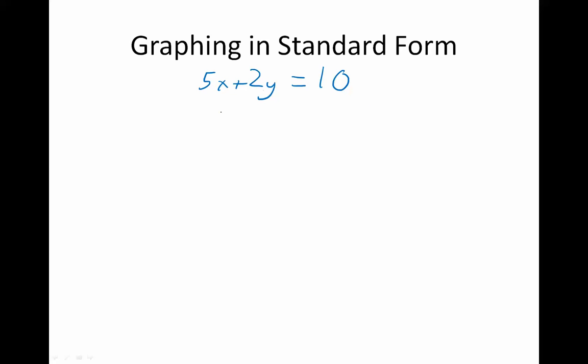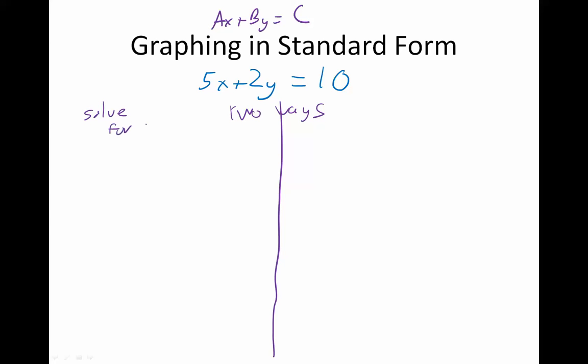So this is a graph in standard form. Now notice that standard form is an x term, a y term, and then equals 10. The general form of this would be ax plus by equals c. There are 2 ways to graph this, and I'll go ahead and show you both. The first way is to solve for y, then graph.